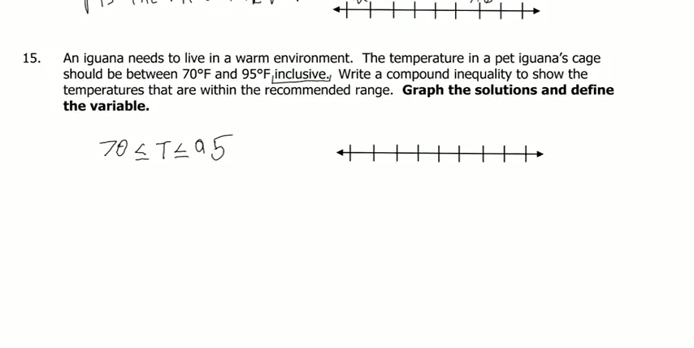Alright, so where T is the temperature in degrees Fahrenheit. Okay, so the low end is going to be 70, the high end is going to be 95, closed dot because it's inclusive, and there we have it.